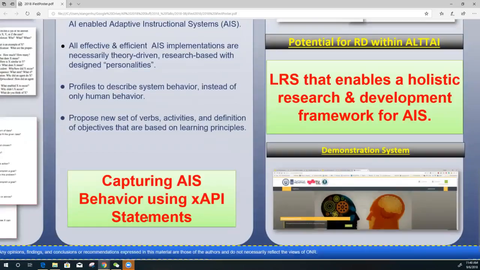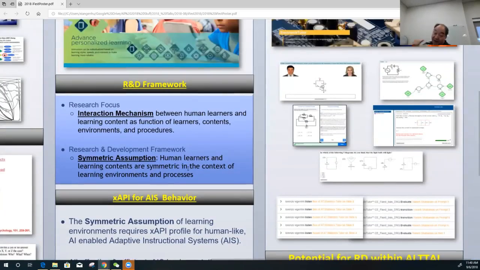And then the whole symmetry idea over here. The symmetry basically says that in the interaction between learner and the content, the learner, of course, learns. My knowledge structure changed. I learned new things. But in the meantime, in this symmetry framework, the machine is also supposed to change. How do we do that?